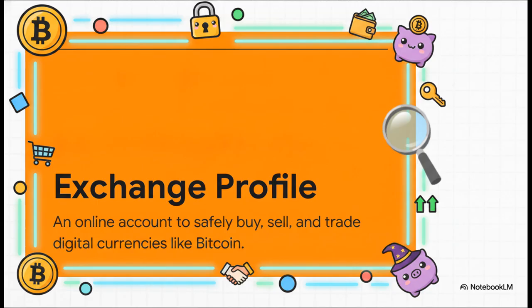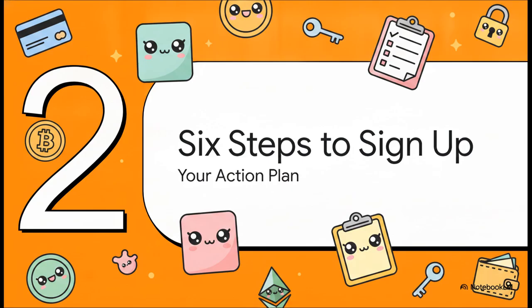But the really great news from our source data is that setting this up is incredibly accessible. Seriously, it literally takes just a few minutes of your time to complete. Which brings us right to section 2, 6 steps to sign up. Let's see how this builds into a highly actionable plan you can use today.